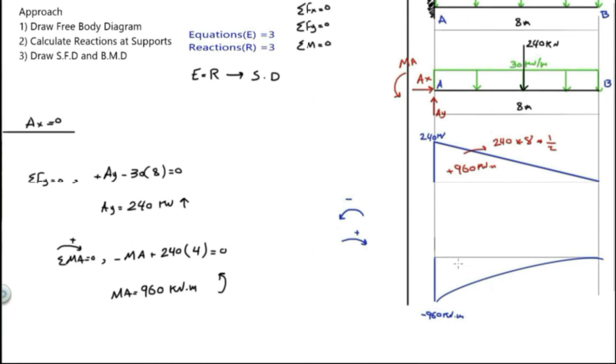And that's it. If you are required to specify how much the maximum moment, simply say minus 960 kilonewton meter.